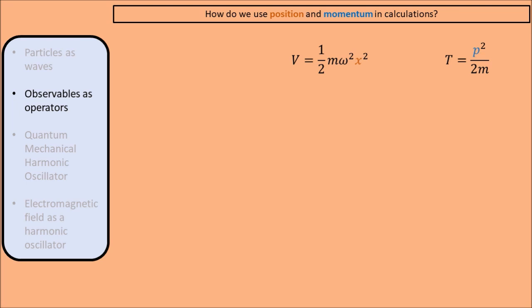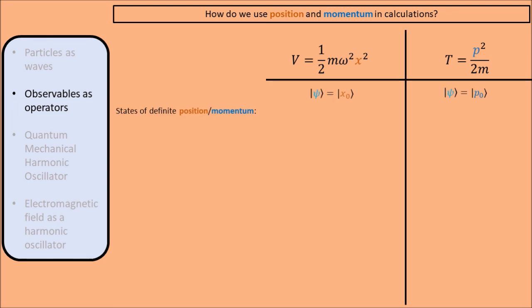Let's first look at the simplest case. What if we have a state with definite position x0 or a state with definite momentum p0? In this case, we can easily define the value for the position, which is x0, or the value for the momentum, which is p0. The values for the potential and kinetic energies are then also calculated straightforwardly by plugging the value of x0 or p0 in the expression for the potential or kinetic energy.